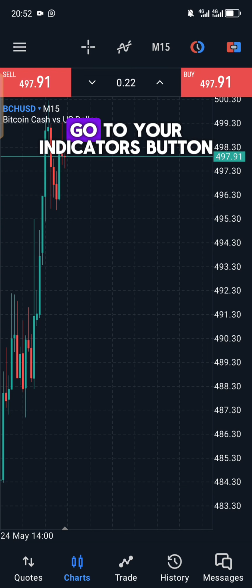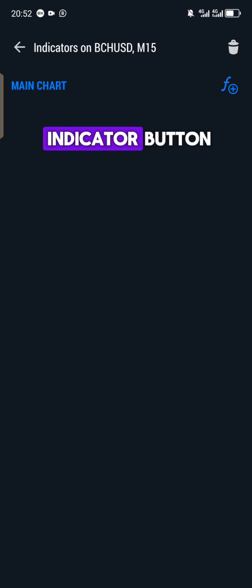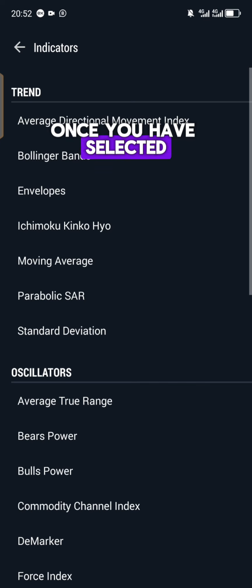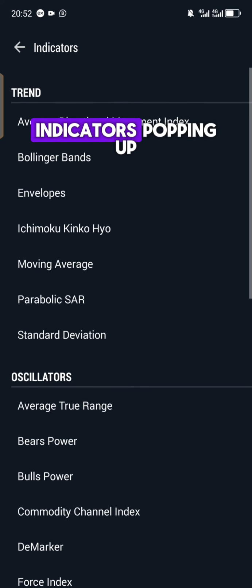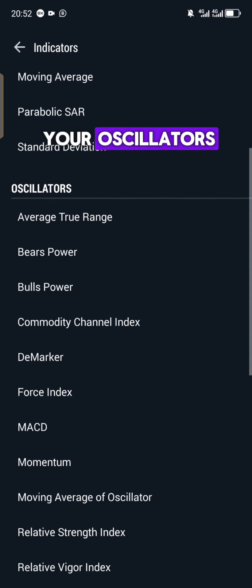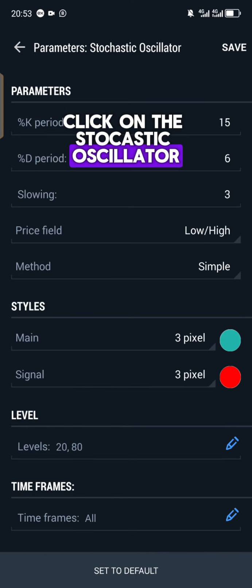First things first, you go to your indicators button, this one up here. Once you're in the indicator button, you make sure that you select on the main chart the plus icon here that looks like an F. Once you have selected that icon, you will have various indicators popping up. You have your trend indicators and then you have your oscillators. Remember that we are looking for oscillators. Click on the stochastic oscillator.